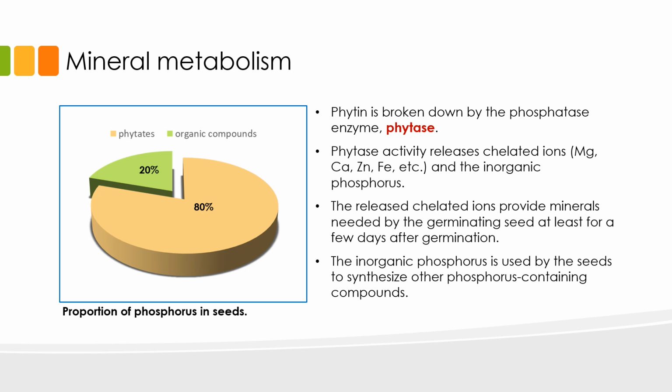During the second phase of water uptake, enzymes responsible for the breakdown not only of carbohydrates and proteins, but also minerals get activated. Phytase is the enzyme that breaks down the association between a mineral and phytic acid. Once this association is severed or cut, the mineral is free for the seed to use. The released chelated ions provide minerals needed by the germinating seed at least for a few days after germination.